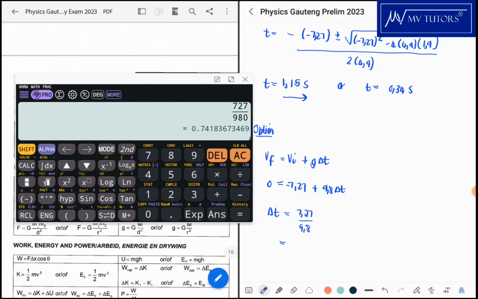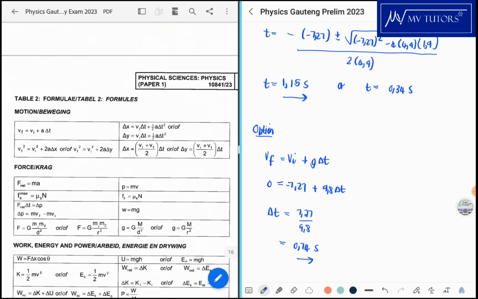9,8. So we have 0,74 seconds for the first portion. And because it's for the first portion, it means that 0,34 seconds cannot be the answer. Okay. So yeah, but anyway, we've started. Let's just finish it off and do the second portion of this motion.